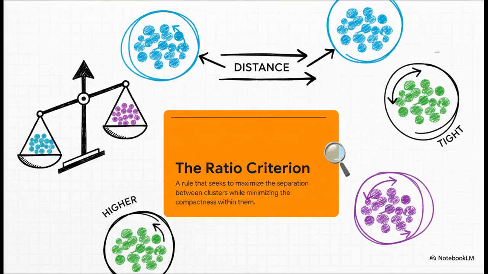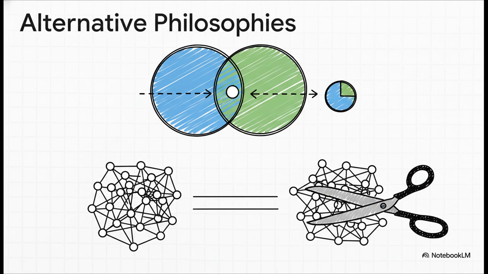And enter the ratio criterion. This rulebook is a bit more sophisticated. It's doing two things at once. It wants to push the piles as far apart as possible, that's maximizing the scatter between them. But at the same time, it wants to keep the piles themselves tight. That's minimizing the spread within them. It's this incredible balancing act, right? Make the piles tight, but also push them away from each other. The goal here isn't just about being tidy, it's about creating truly distinct, meaningful groups. And not everyone plays by these rules. There are totally different philosophies out there.